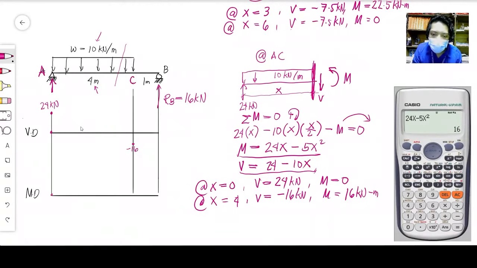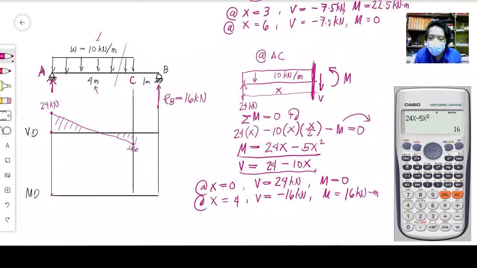Now, is the curve a curve or a straight line? You will see it follows the load diagram. The degree of the load diagram is horizontal, so for the shear diagram it will be inclined. It is always a straight line, but inclined. So this is the shear diagram at segment AC.